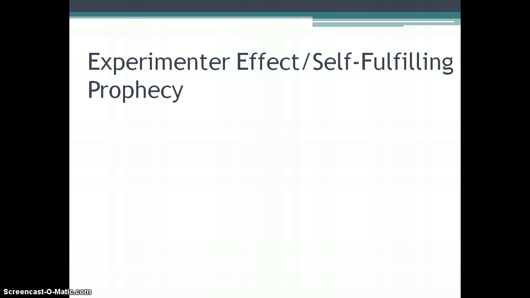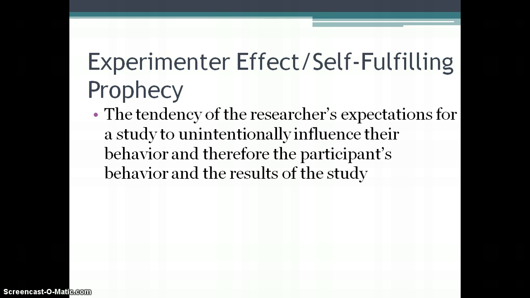All right, the next problem in research that we're going to discuss is the experimenter effect, and this is also known as self-fulfilling prophecy. So this is the tendency of a researcher's expectations for a study to unintentionally influence their behavior and therefore influence the participants' behavior and then ultimately change the results of the study.